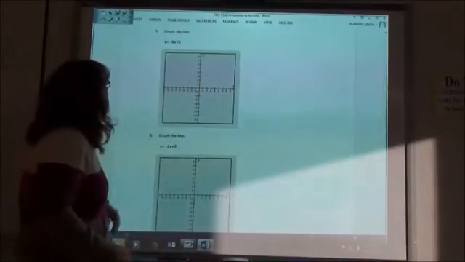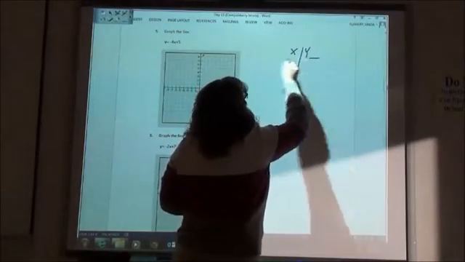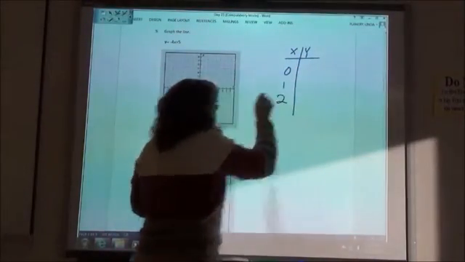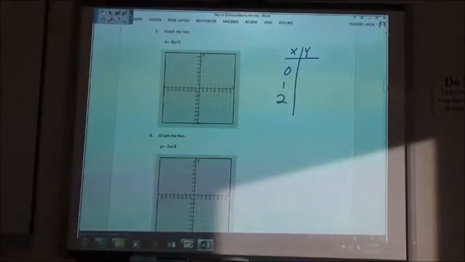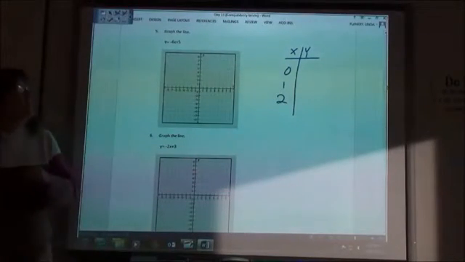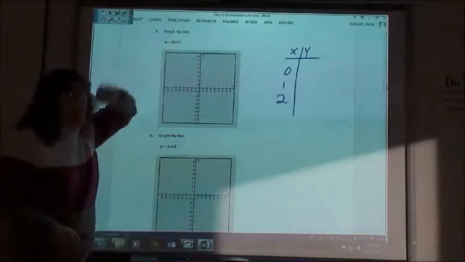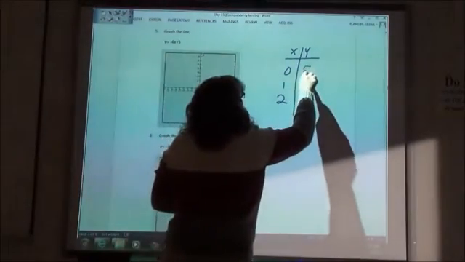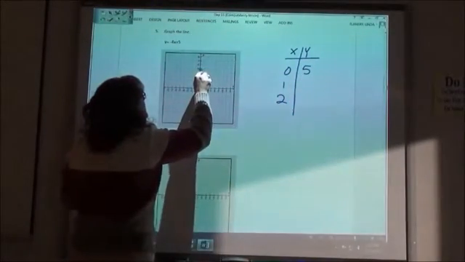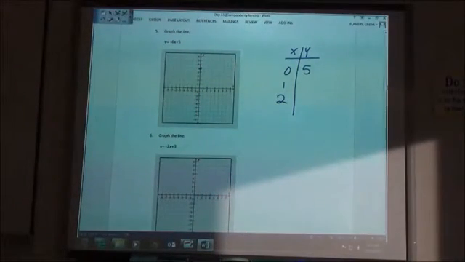So if I look at number 5, and I make my table, again, I might just use 0, 1, and 2. If x is 0, what am I going to get for y? This is going to be 0 plus 5, which is going to give me 5. 5 is my y-intercept. So at 0, 5, I should be touching that y-axis.